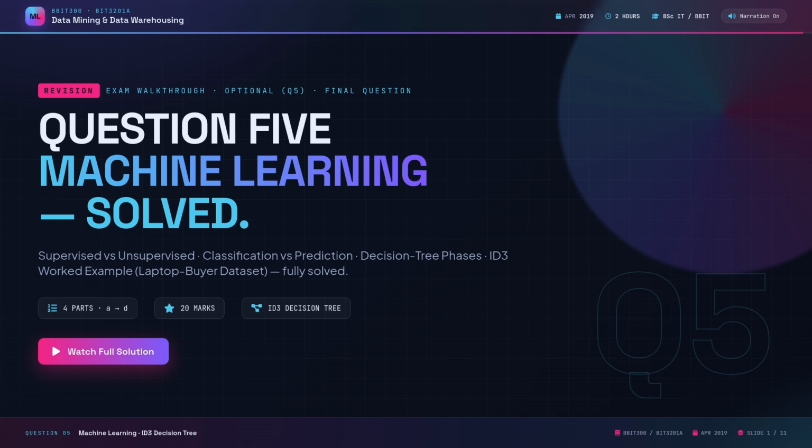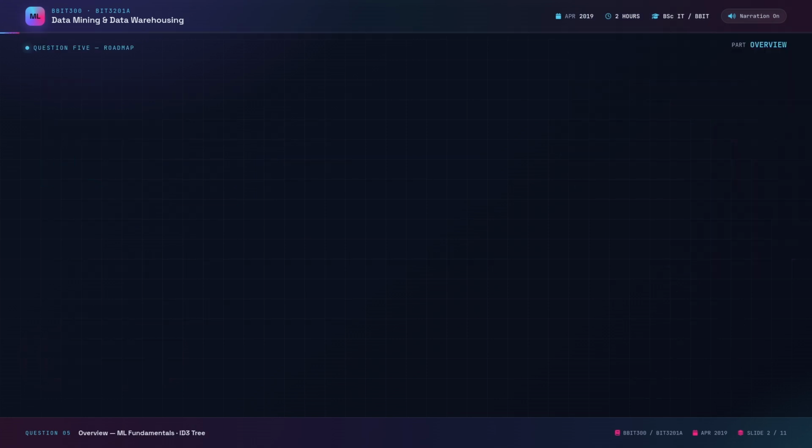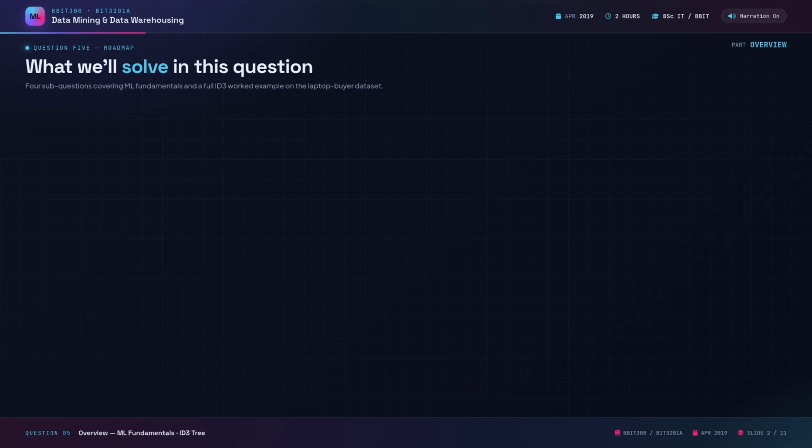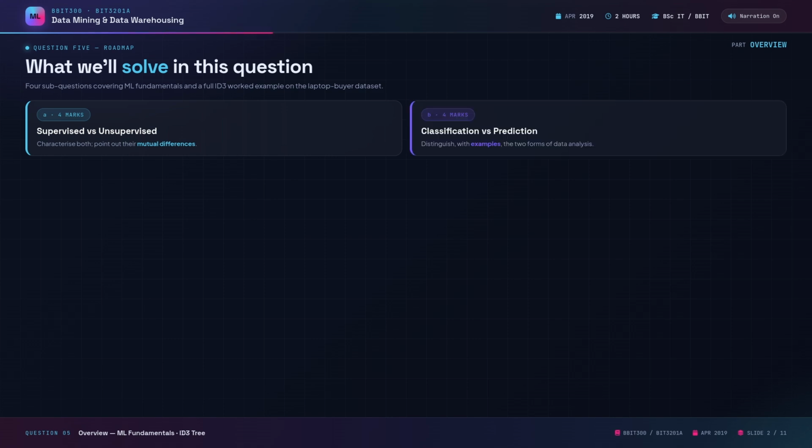Let's begin. Here is the roadmap. Question 5 has 4 parts, 20 marks in total. Part A, 4 marks, asks you to characterize supervised and unsupervised machine learning and explicitly point out their mutual differences. Part B, 4 marks, asks you to distinguish classification from prediction as forms of data analysis, using examples. Part C, 2 marks, asks you to describe the two phases of decision tree generation.